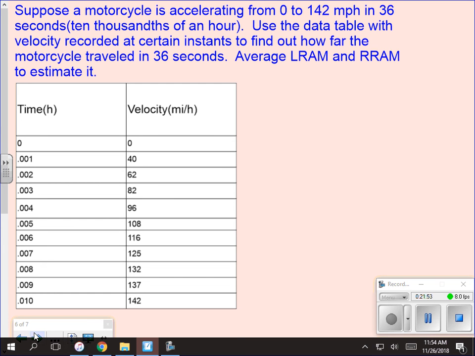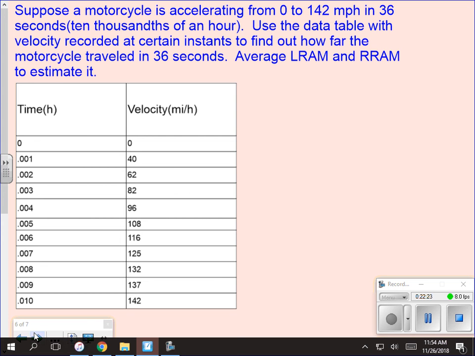Okay. Suppose a motorcycle is accelerating from 0 to 142 miles per hour in 36 seconds. Use the data table with the velocity recorded at certain instants to find out how far the motorcycle travels in 36 seconds. Average LRAM and RRAM. This is a very common problem. You will have homework problems like this.